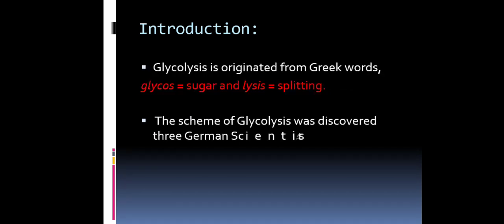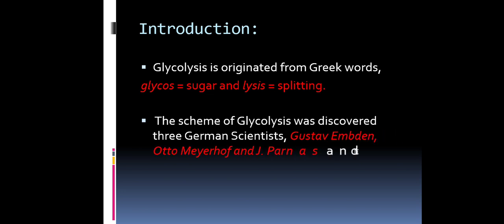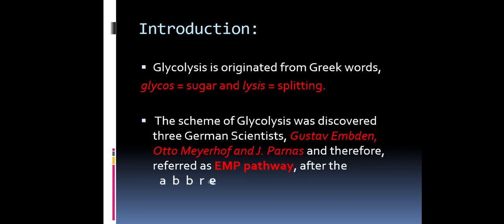The scheme of glycolysis was discovered by three scientists, Gustav Embden, Otto Meyerhof, and J. Parnas, and therefore it is referred to as the EMP pathway from the abbreviation of their last names: Embden E, Meyerhof M, and Parnas P. That is why we call it the EMP pathway.